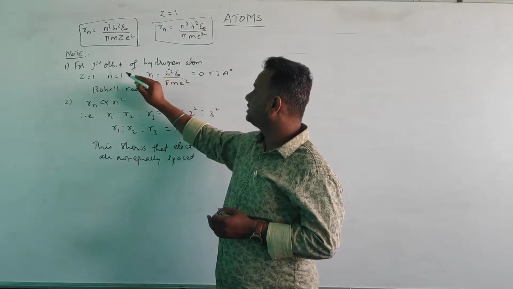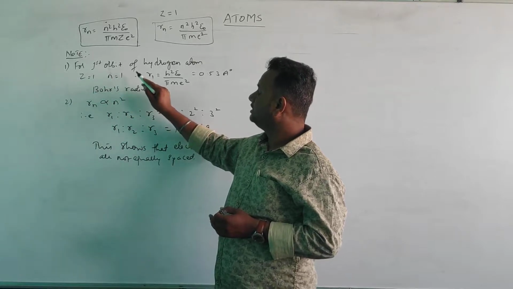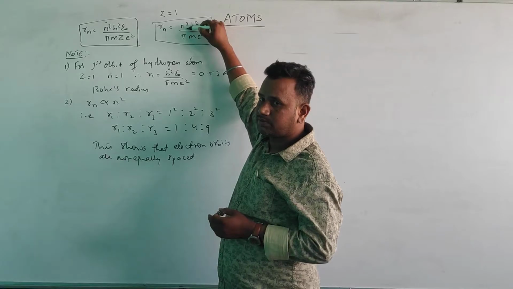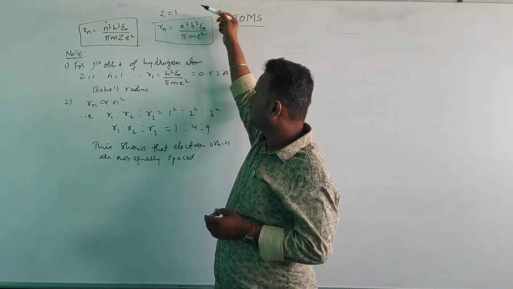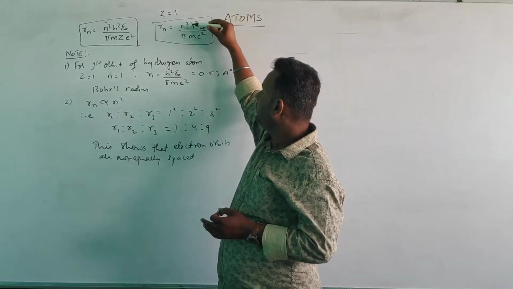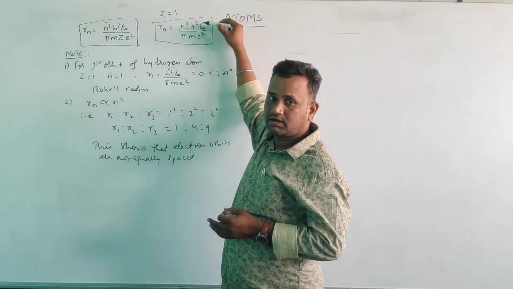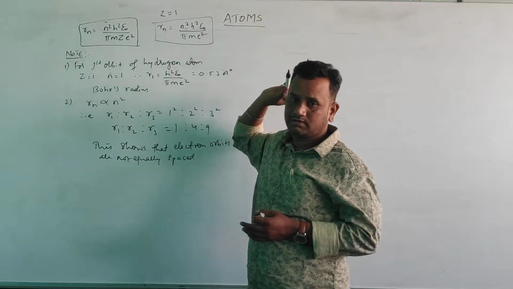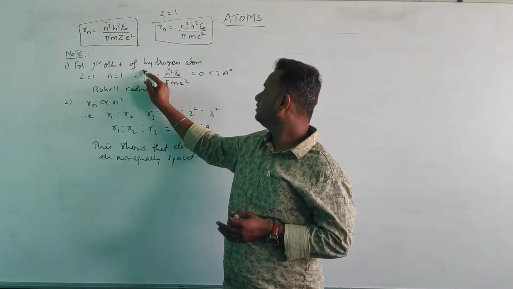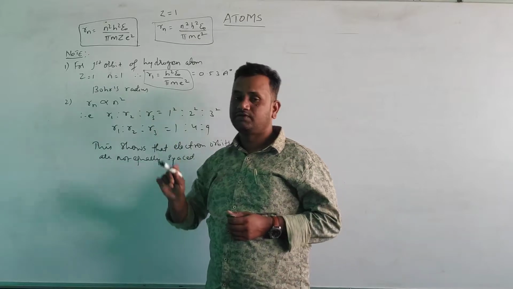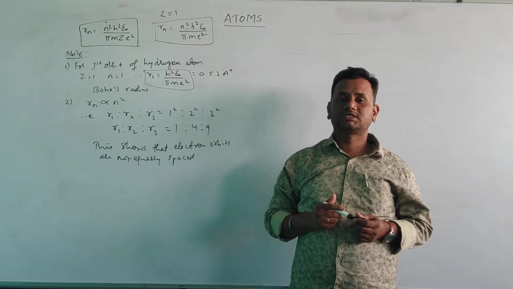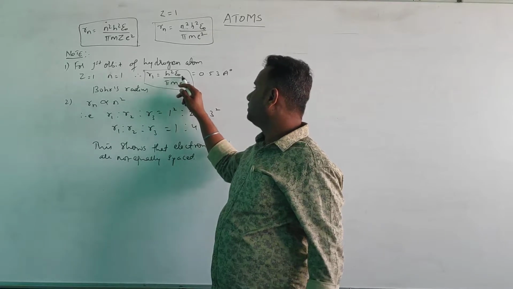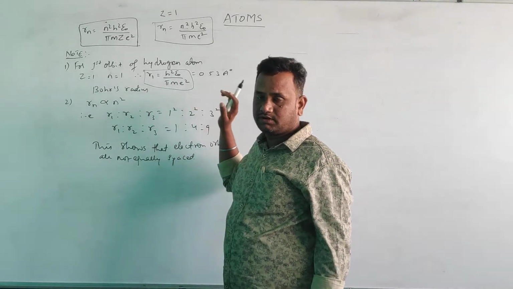Therefore, if I substitute Z is equal to 1 and n equal to 1 in the above expression, 1 square becomes 1, and we get h square epsilon naught divided by pi m e square. So this is the required expression we got for the first orbit: R1 is equal to h square epsilon naught divided by pi m e square.